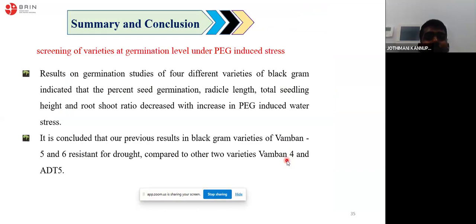This is our conclusion and summary of the overall work. The screening of 4 varieties at germination level under PEG-induced drought stress. In this result on germination studies, 4 different varieties of black gram indicated that percent seed germination, radicle length, total seedling height, and the root shoot ratio decreased with increasing PEG-induced water stress. It is concluded from our previous result that black gram varieties 1.5 and 1.6 are resistant to drought compared to the other two varieties 1.4 and ADT5.